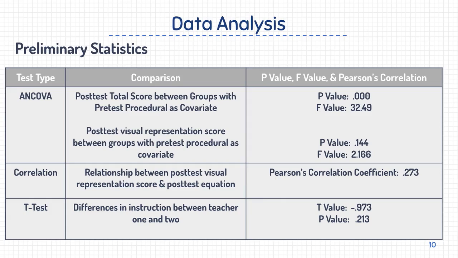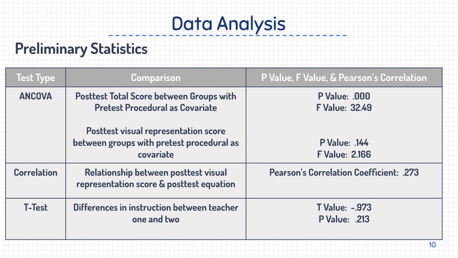We also looked at the correlation, and we looked at the relationship between those post-test visual representation scores and the post-test equation. And what we found is that there is a positive relationship. Although it is weak, it's still significant, showing that students that performed better on their visual representation scores performed better on just the equation piece as well. So obviously their overall score was better because they performed on those visual representations, but we compared it with just the equation piece, and they performed better on their equations when they understood the visual representations.